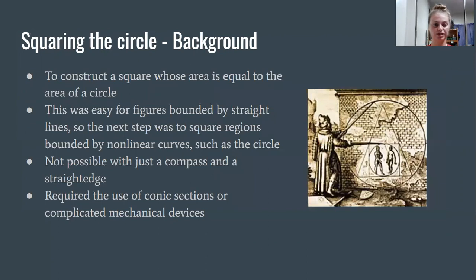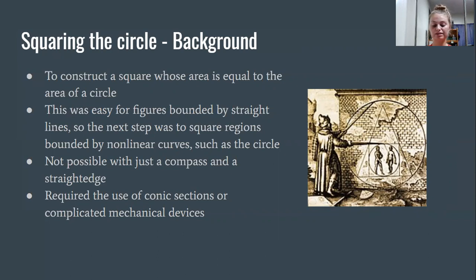So I'm going to start with squaring the circle, just a little bit of background. It means to construct a square whose area is equal to the area of a circle. It's very easy for figures bounded by straight lines, such as rectangles and triangles. It was easy to use a straight edge and a compass to do that. So the next step was to square regions bounded by non-linear curves, such as the circle. Although the ancient Babylonians, Indians, and Chinese actually attempted the problem of squaring the circle, it was the work of the Greek mathematicians that made the problem very famous for centuries.